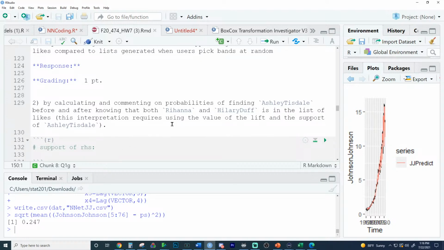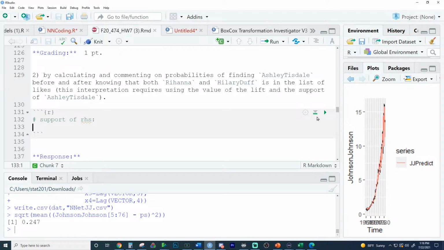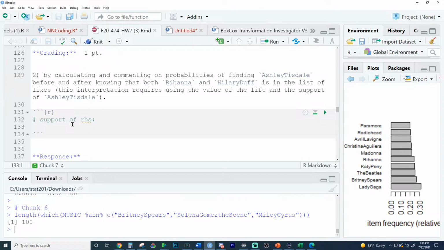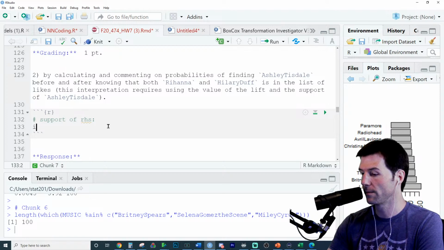And by calculating and commenting on the probabilities of finding Ashley Tisdale before and after knowing they're in the list of likes, this interpretation requires using the value of lift and the support of Ashley Tisdale. Okay, how can we find the support of Ashley Tisdale? What can I go to? Hint, there's the first letter. What can I go to find the support of Ashley Tisdale?